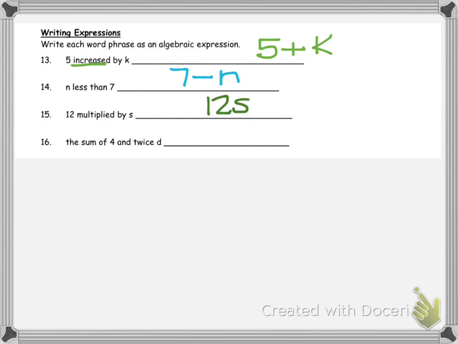And then number 16, as soon as I see the sum of, I know it's going to be an addition problem. And remember, the addition sign goes where the "and" is in your phrase. So this is 4 plus twice d, which means 2 times d. So 4 plus 2 times d would be that expression.